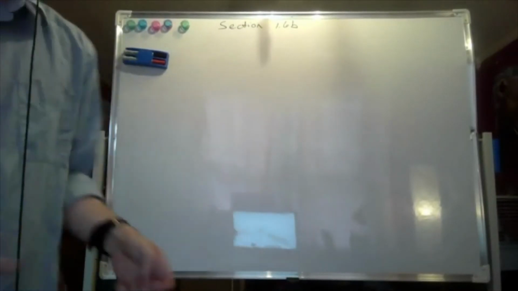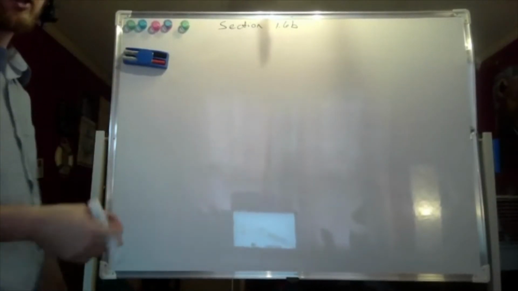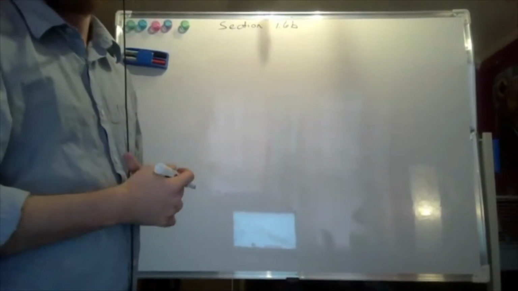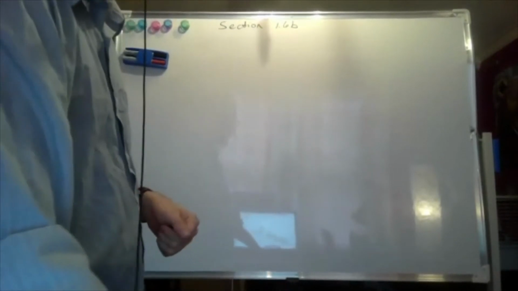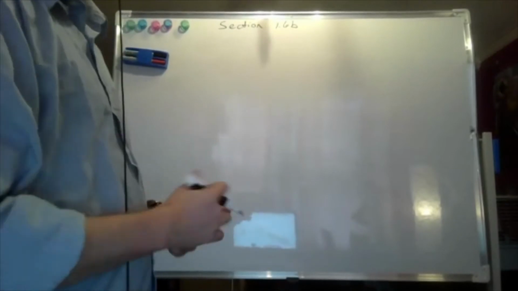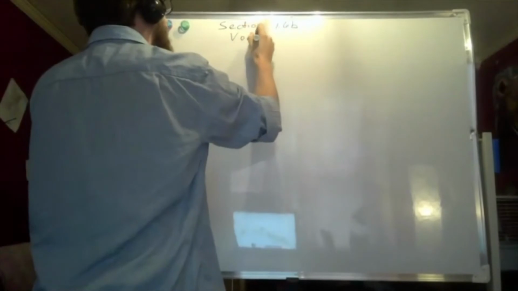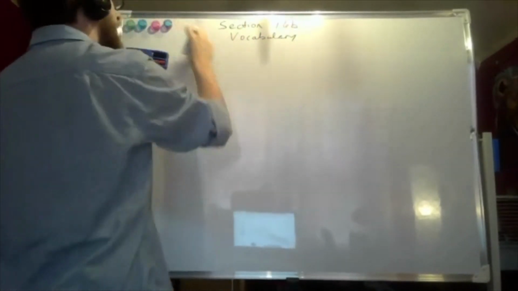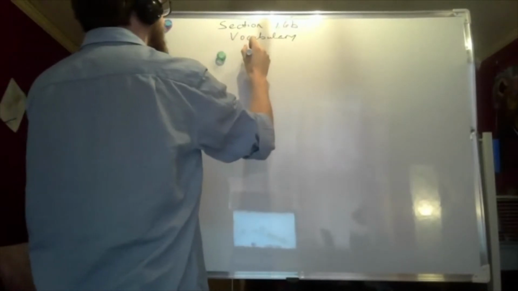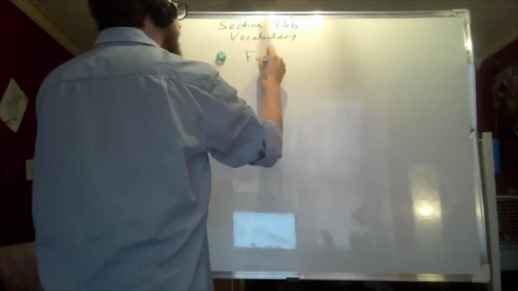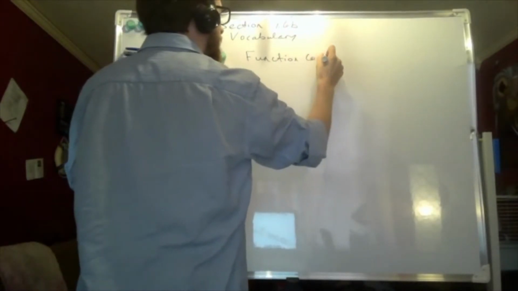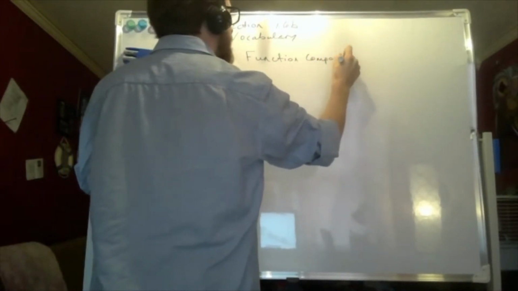So, again, for 1.6b, I'd like to cover some vocabulary, so we're using the same words, and then we'll move into some examples. Now, this first thing we'd like to talk about is, what is vocabulary? Okay. What is function composition?